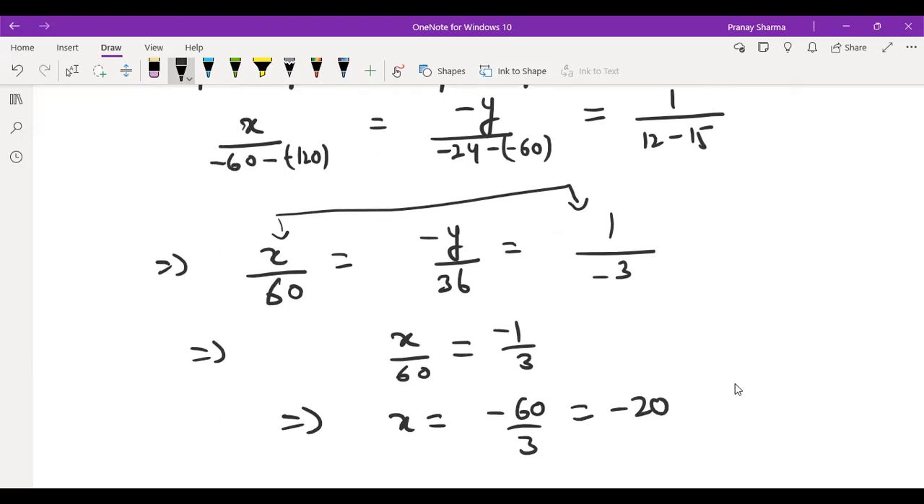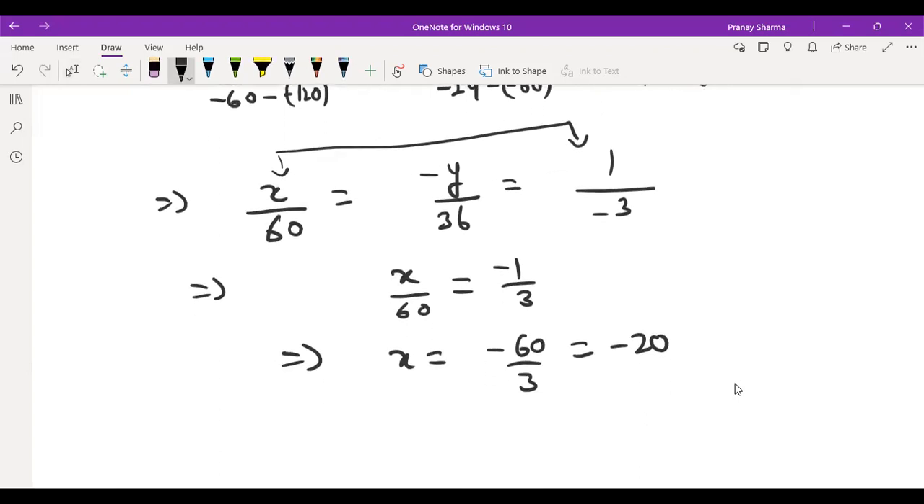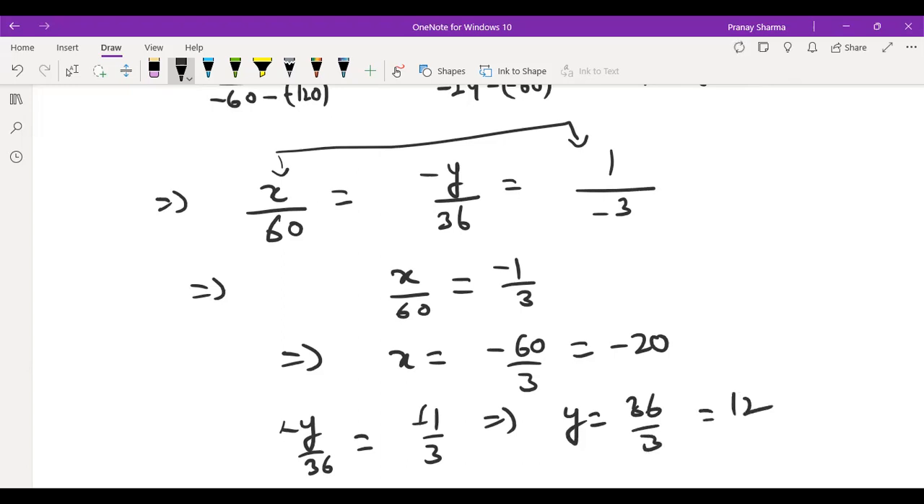Fine, people. And the second one is when you equate minus y upon 36 with minus 1 by 3, the negatives will get cancelled. So it will be y equals 36 by 3. That is nothing but 12. So y is 12 and x is minus 20. So the solution will be minus 20 comma 12. This is how we write the solution. We first write x and then we write y.